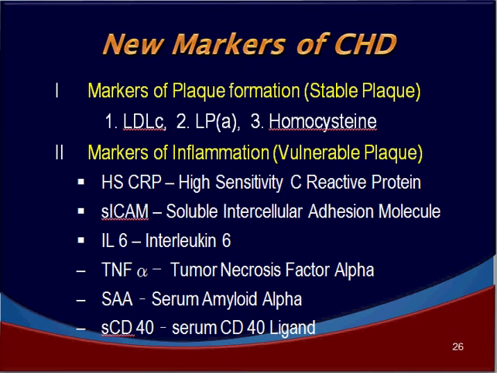This in a way summarizes what we have seen in the previous slide: markers of plaque formation, a stable plaque, LDLC, LPA, homocysteine. Markers of inflammation, vulnerable plaque, hsCRP, soluble intracellular adhesion molecules, interleukin 6, tumor necrosis factor alpha, serum amyloid alpha, also known as SAA, serum CD40 ligand, SCD40. These are the markers of inflammation. Then in the next slide we see the markers of thrombosis and embolism.